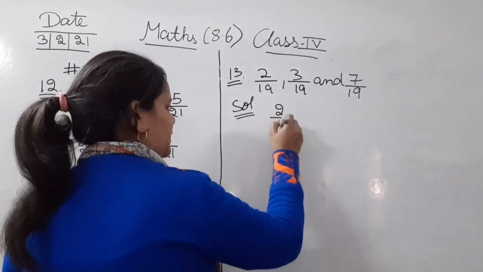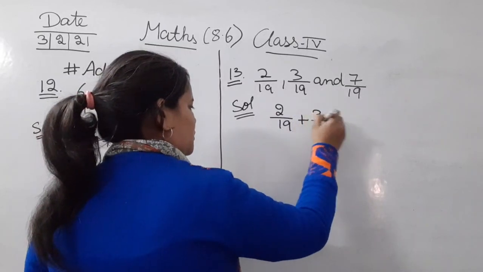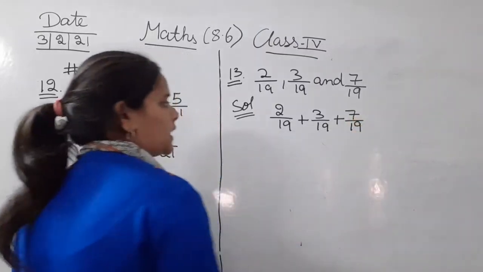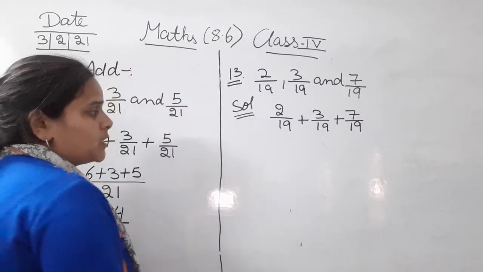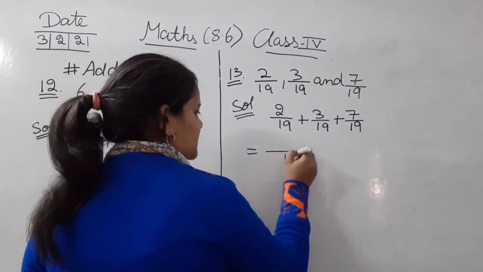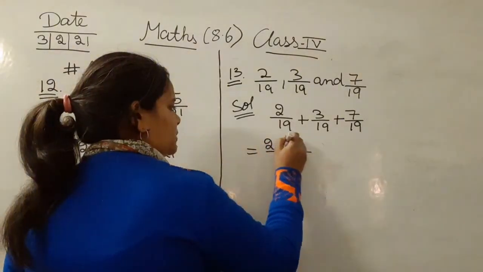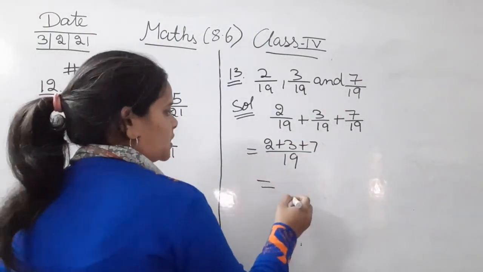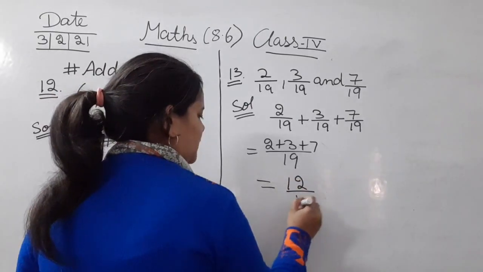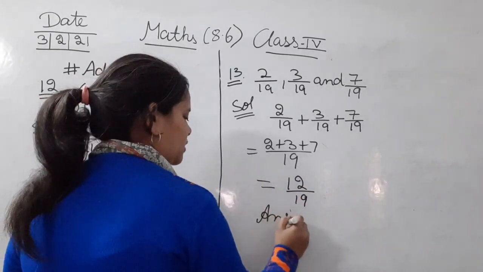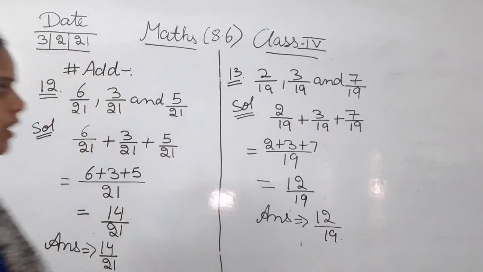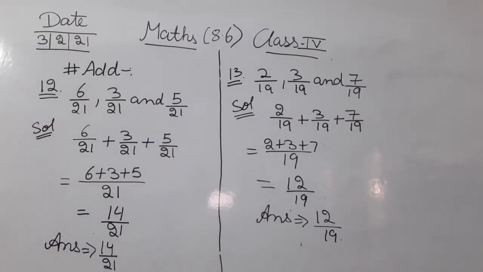Add 2 upon 19 plus 3 upon 19 plus 7 upon 19. Let's take the common denominator, that is 19. Now add the numerators, 2 plus 3 plus 7. 2 plus 3 is 5, 5 plus 7 is 12. That is 12 upon 19. So this is the answer that we are going to write, 12 upon 19. This is the solution of questions number 12 and 13 from exercise 8.6.